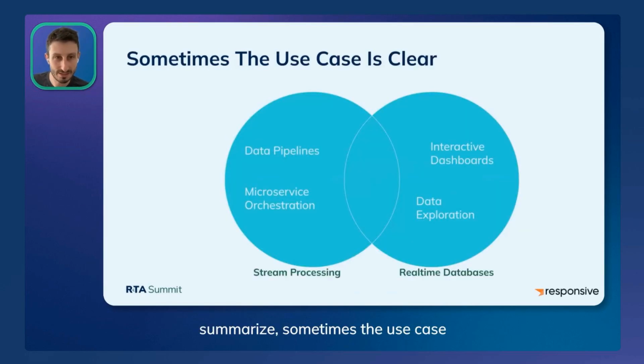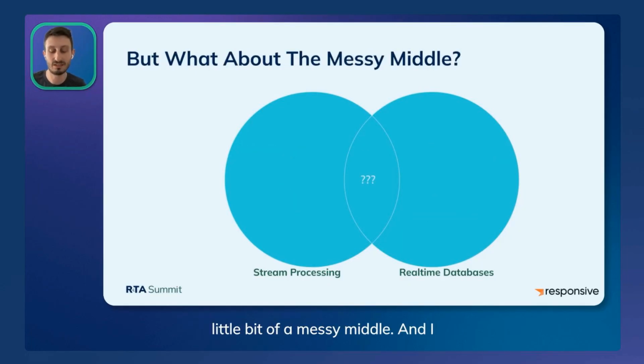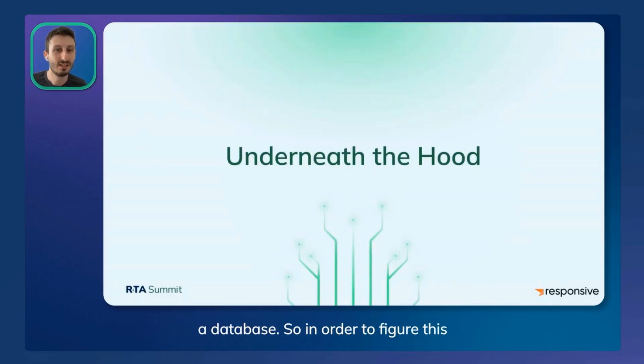So to summarize, sometimes the use case is clear, right? In stream processing, you'll see data pipelines, you'll see microservice orchestration. In the real-time databases, you'll see interactive dashboards, you'll see things like data exploration, but there's a bit of a messy middle. And I promised you that the rest of this talk would help you figure out what to do about this messy middle, when to choose stream processing, when to choose a database.